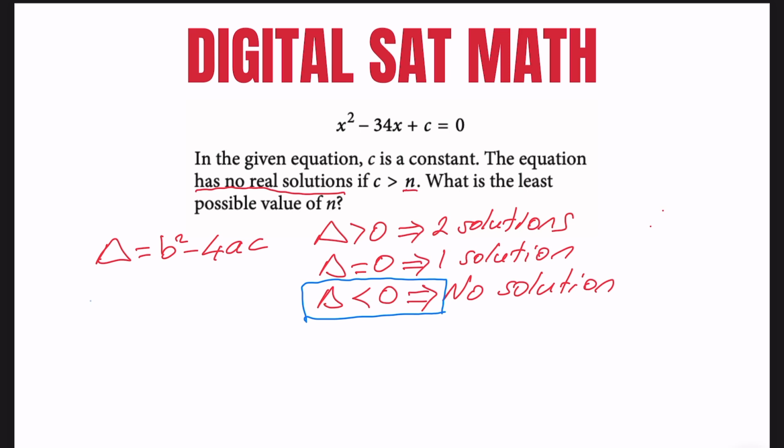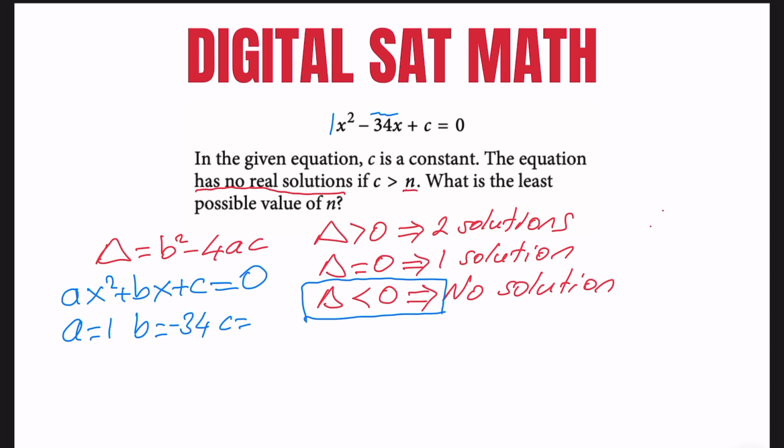In the standard format of a quadratic equation, ax squared plus bx plus c is equal to 0. The coefficient of x squared is a, the number in front of the x is b, and c is the constant. Again, it matches this given equation. So the value of a is the number in front of the x squared, which is 1, the value of b is negative 34, and c is c.